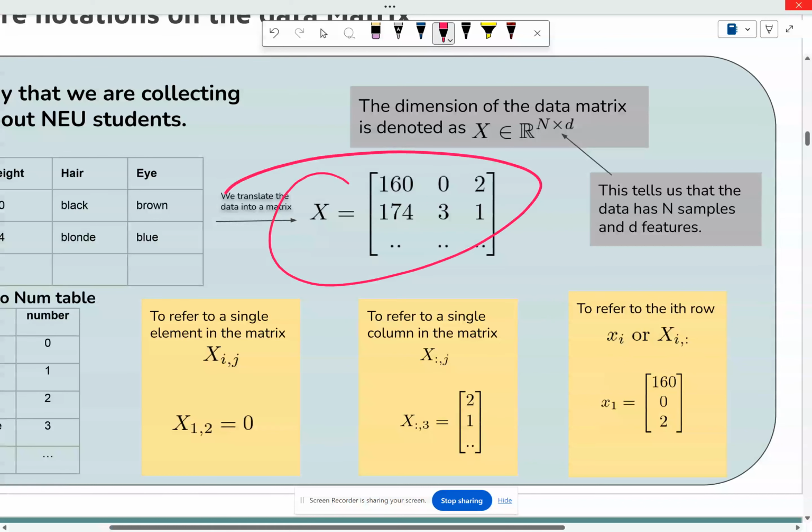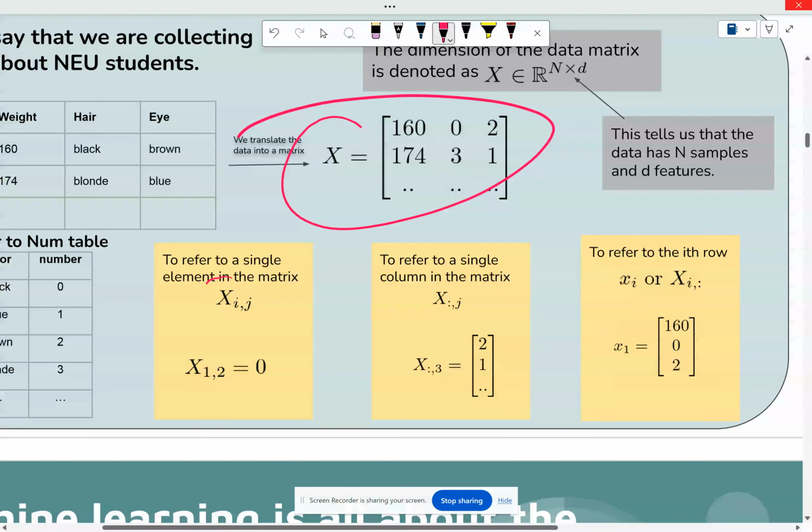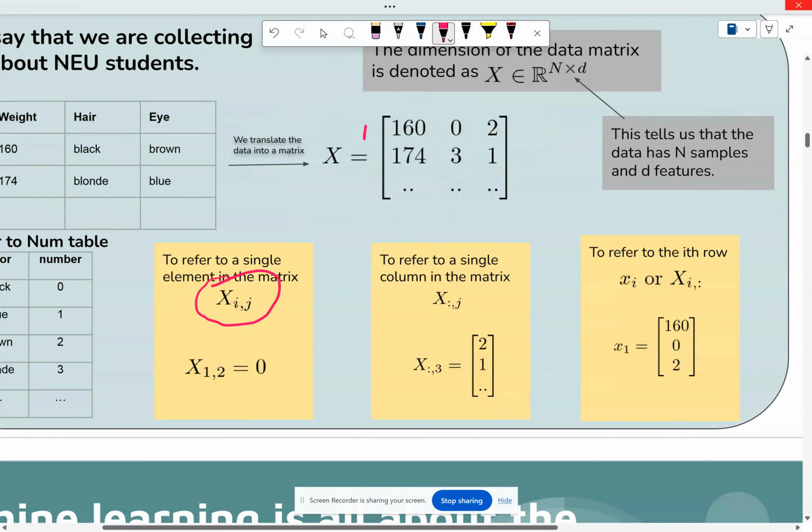Once you have the data, you can also denote a very specific element. For example, you can write x_ij, where i is the row and j is the column. So here it's the first row, second column, talking about this one. So x_12 is equal to 0.